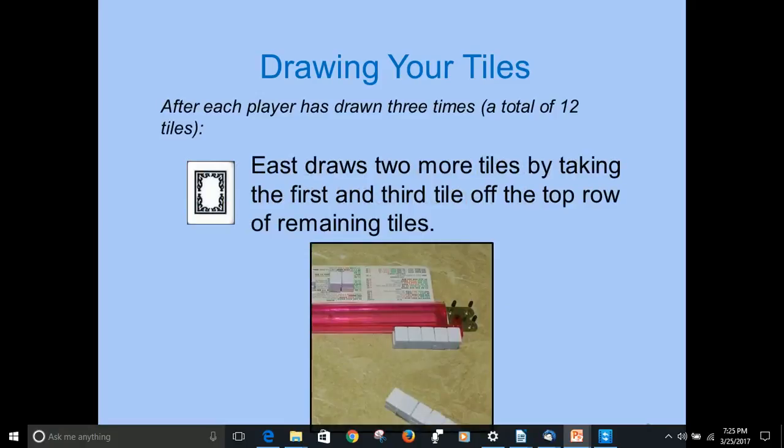After all players have 12 tiles, East takes 2 tiles from the wall by taking the first and third tiles from the top row of tiles. This is the only player who starts with 14 tiles.